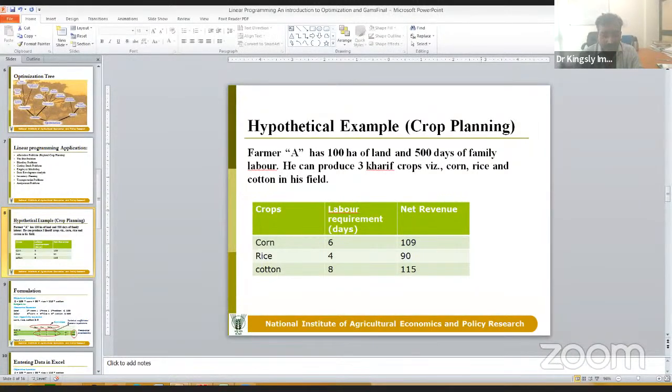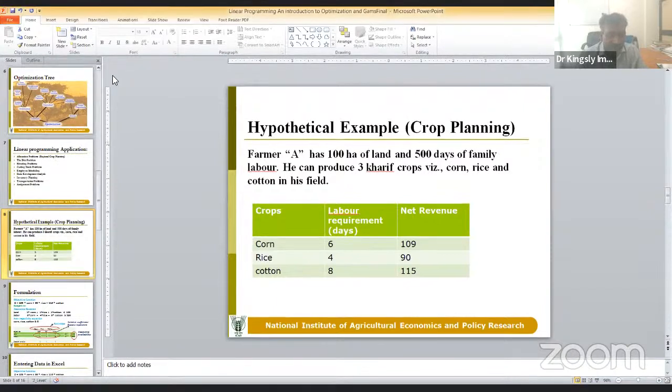I'm going to the next slide. Is it visible or not? Sir, it is still showing the hypothetical example. Oh, I don't know, the next slide is not coming. Let me try closing it and opening it again.